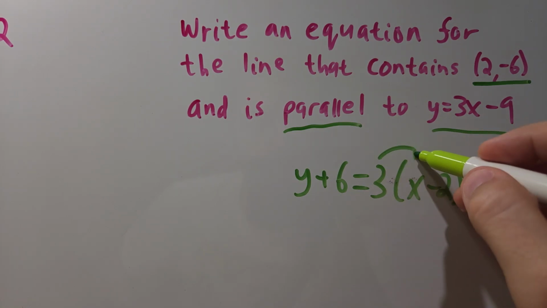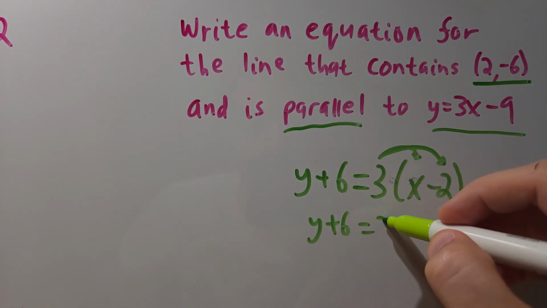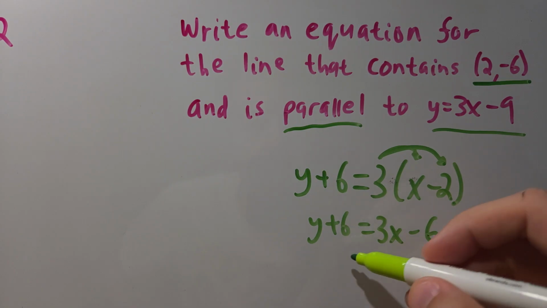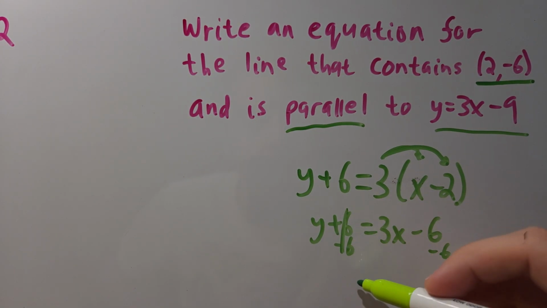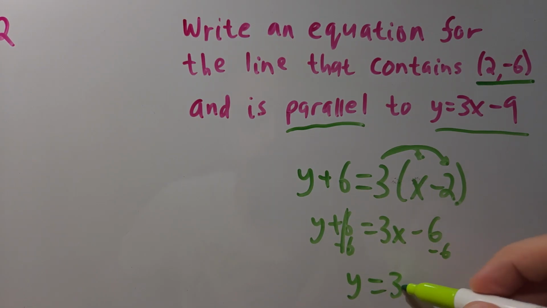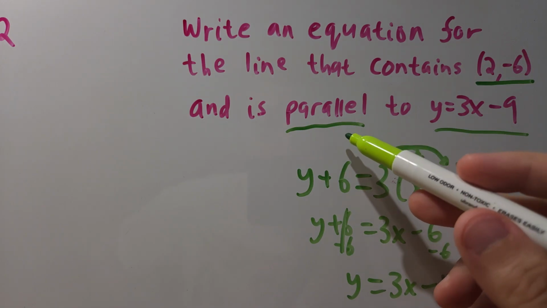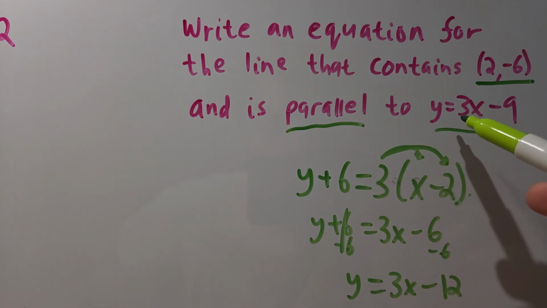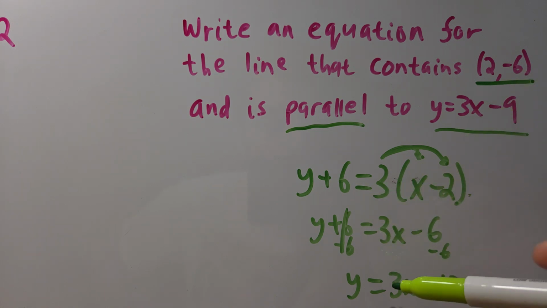and then we distribute here, giving me y plus 6 equals 3x minus 6. Last thing we do is take away 6, canceling out that, giving me y equals 3x minus 12. That's really all there is to finding an equation for a line that's parallel to another one. Just remember that you're given the slope in the other equation, and you must be given a point. And then you can use point-slope form to find that other equation.